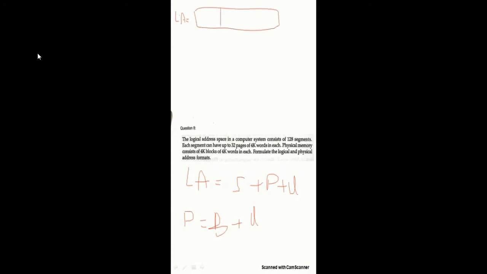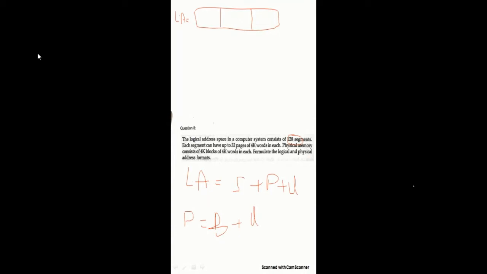this has 3 parts. One part is segment number and another part is page number and offset. Now he is saying that there are 128 segments, correct? Now tell me, 128 segments means how many bits? You have to write in 2 to the power of 7. 2 to the power of 5 is 32. 2 to the power of 6 is 64. 2 to the power of 7 is 128.